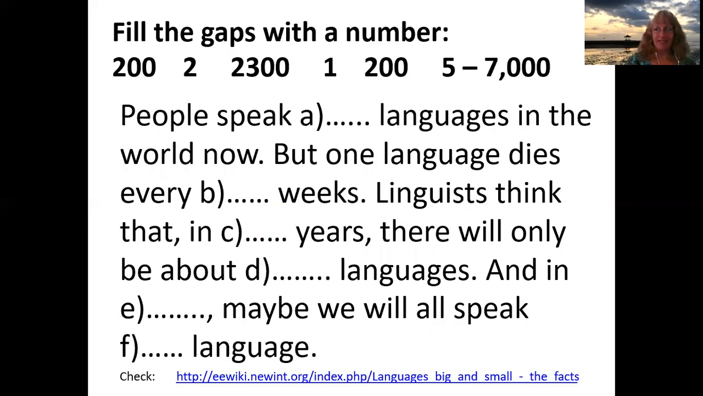Okay, here's a little task. I want you to fill the gaps in the short text with the numbers at the top. Can you pause now to complete it?